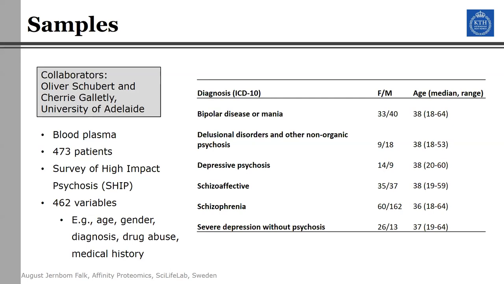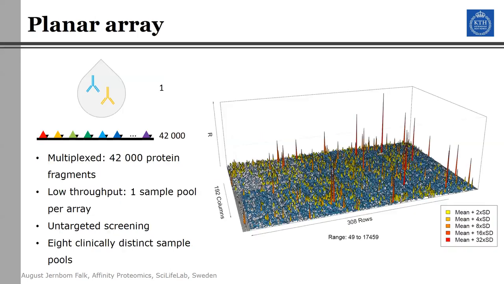This is a very well-characterized cohort with 462 variables available to us, such as age and gender, diagnosis, of course, medical history, drug abuse, and many others. And that makes this a very valuable cohort for us to investigate.